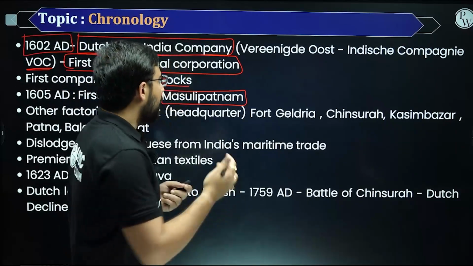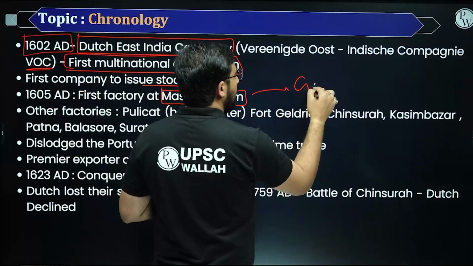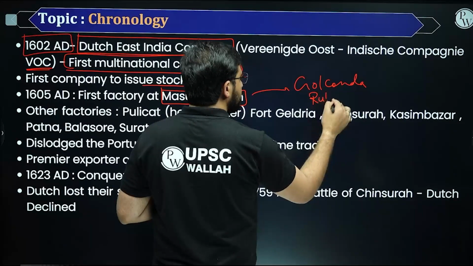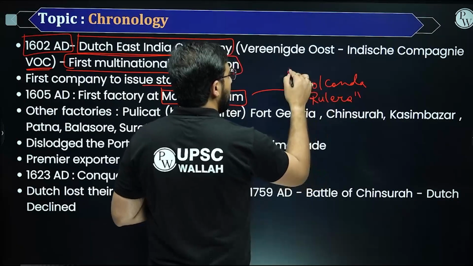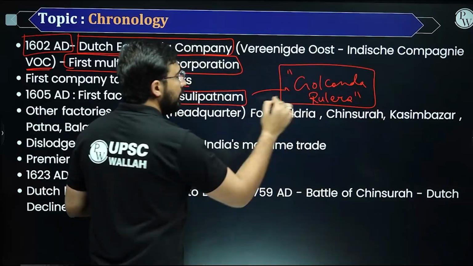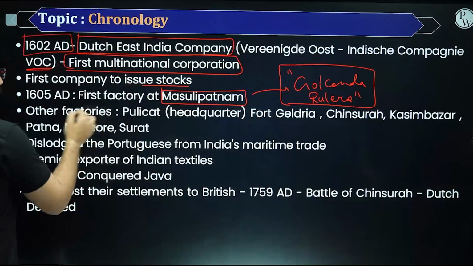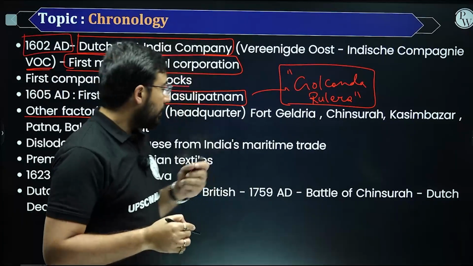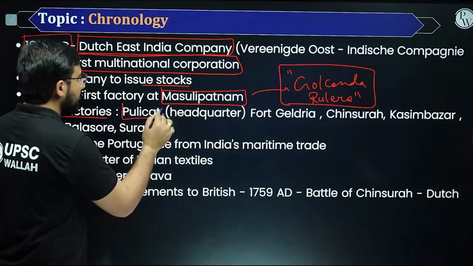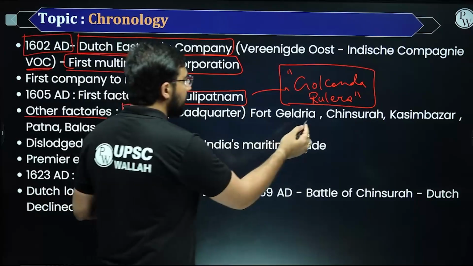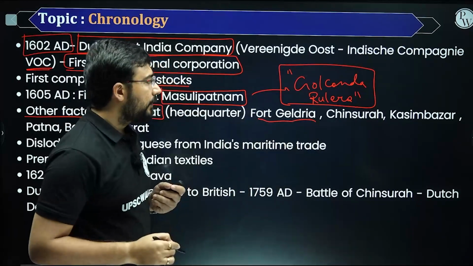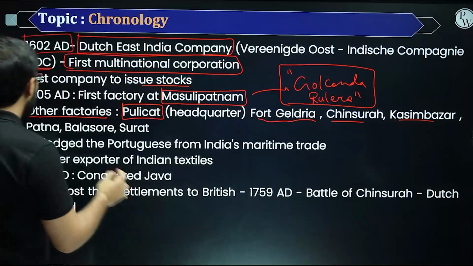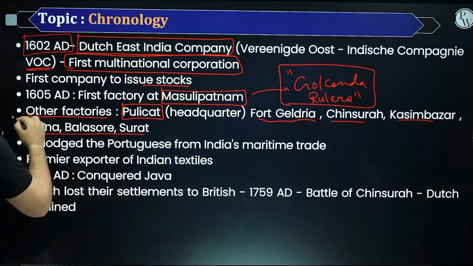They got the land from the Golconda rulers, and this is how they created their settlement. If we talk about their other factories, the main headquarters was at Pulicat, where they created the fort Geldria. They also had settlements at Chinsura, Kasim Bazar, even Patna, Balasore, as well as Surat.